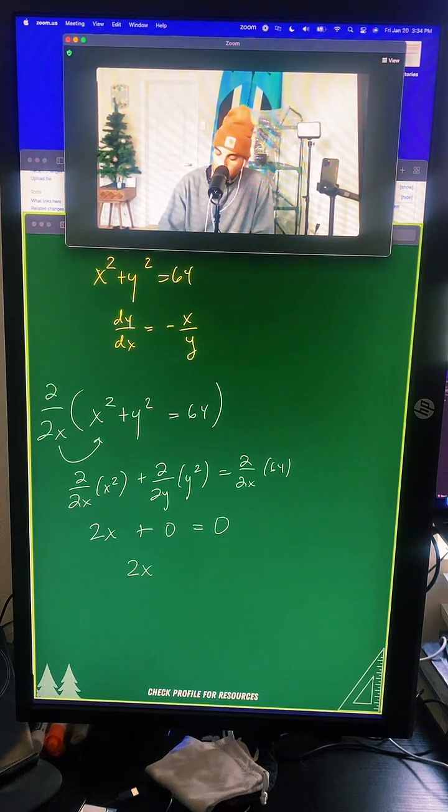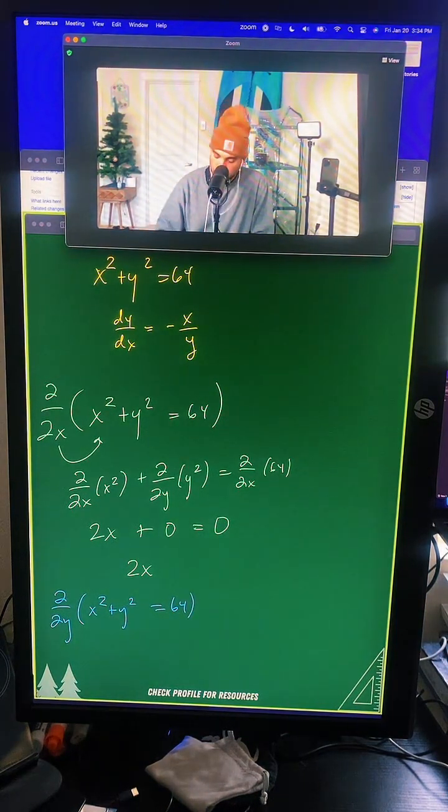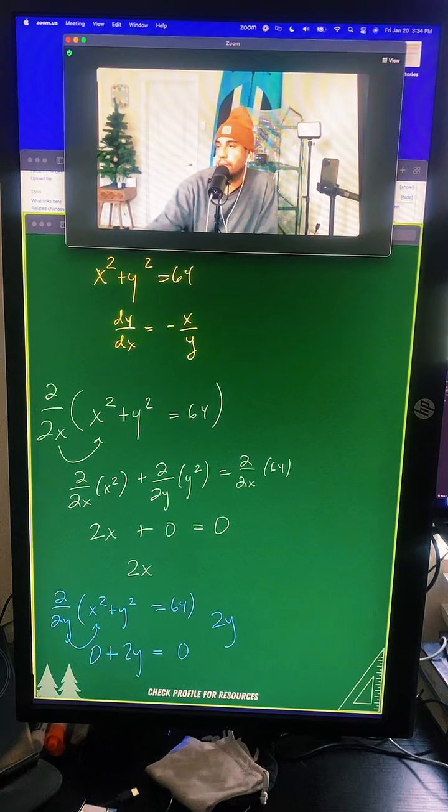Now let's do the partial derivative in terms of y. We're going to treat every variable except y as a constant. So the partial derivative of x squared is considered a constant, so that's 0, plus the partial derivative of y squared, which becomes 2y, equals 0. So then we can say that our partial derivative is equal to 2y.